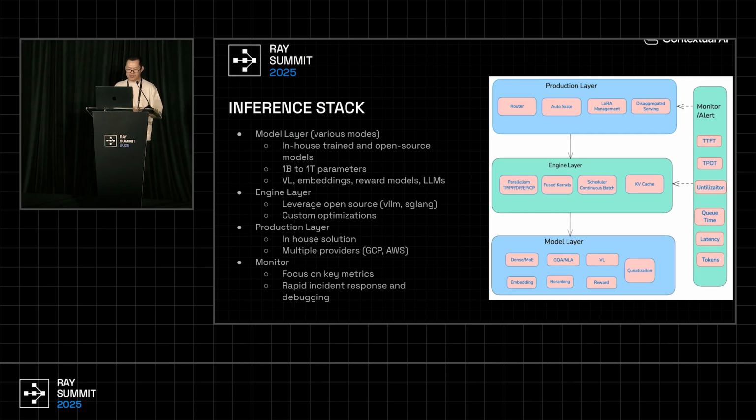The purpose of these key metrics is that even when we are doing 3.9 or 5.9 reliability, there is still a chance of an incident. We want a rapid incident response and also debugging.